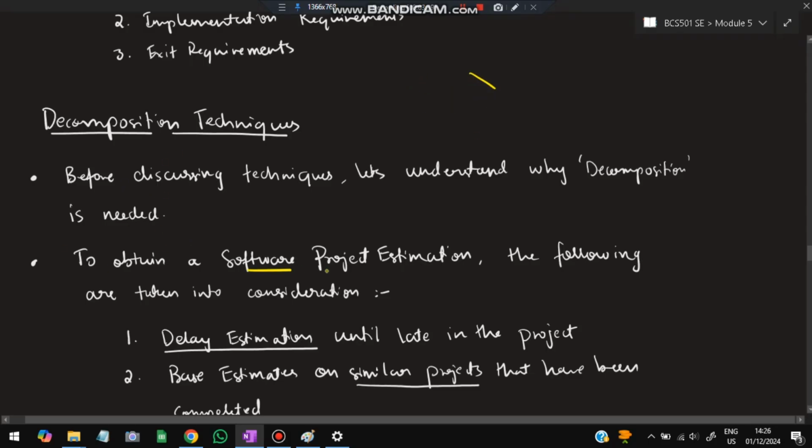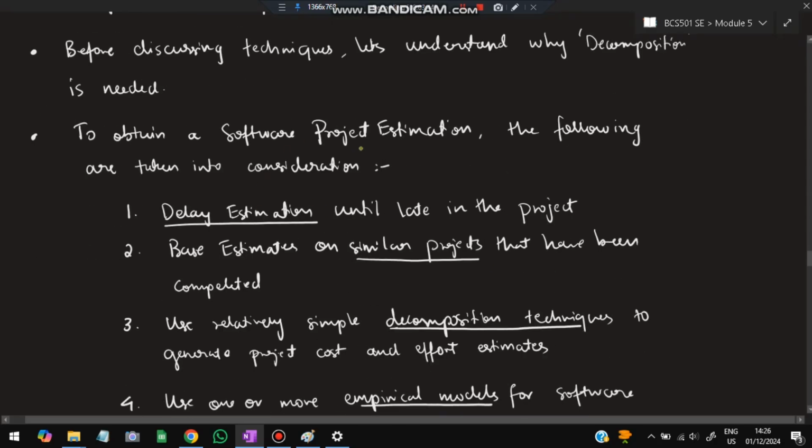To obtain a software project estimation, the following are taken into consideration. If there is a project P1, is it of good quality or bad quality? To estimate that, we have to consider four things. First is to delay estimation until late in the project, because the earlier we are in the project, the harder it is to estimate whether the project will be of good or bad quality. The later in time, the clearer it becomes. So always delay as long as possible, so that we get more information about the project and can make a better estimate.